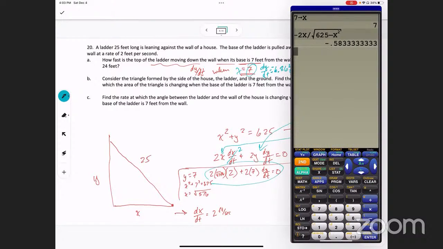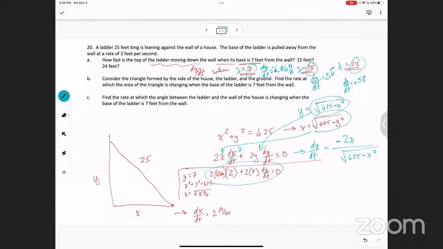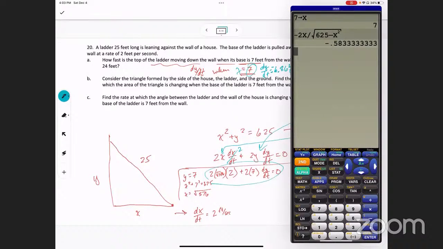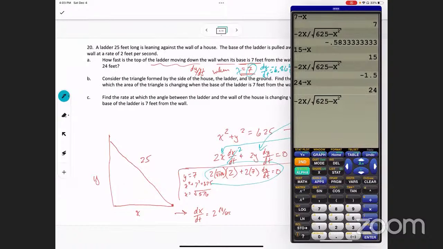But now if I store 15 for x, so 15 store x, you understand what I'm doing here? Yeah. And hit second enter. Now hit enter, and it's negative 1.5. Yeah. And if I store, was it 24? Yeah. Second enter. There we go.